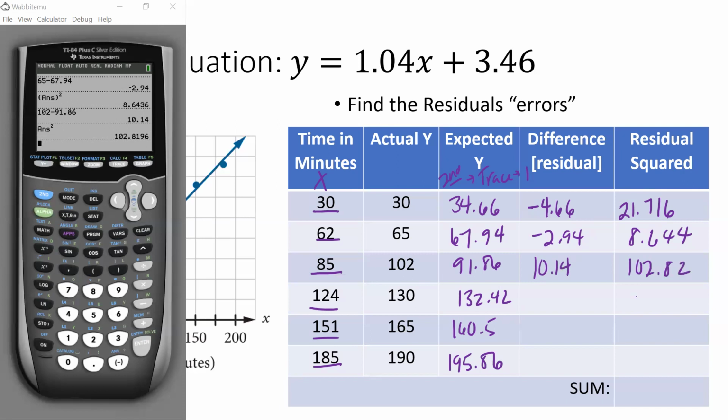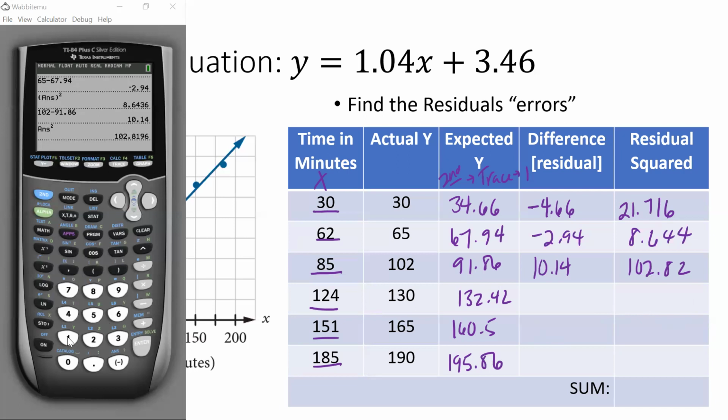Wait, isn't it 11? What's 11? No? You have to borrow, regroup. You have 102.00 minus 91.86. So you had to regroup. Oh. You think the calculator is lying to you?